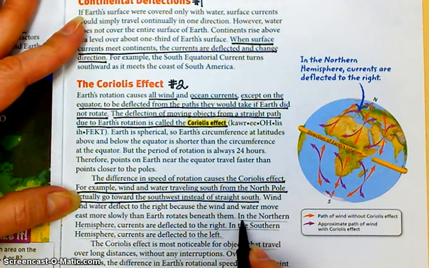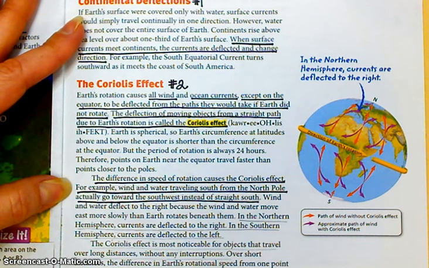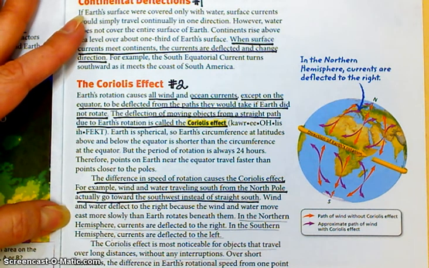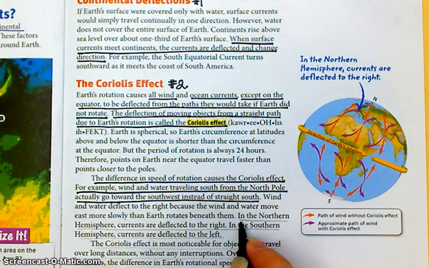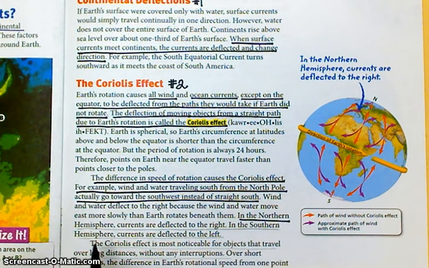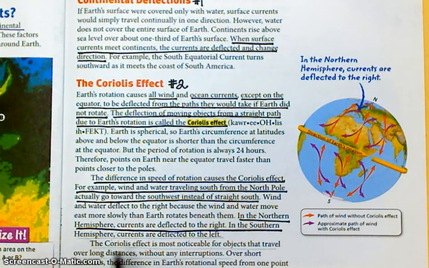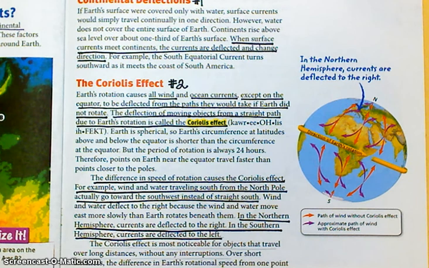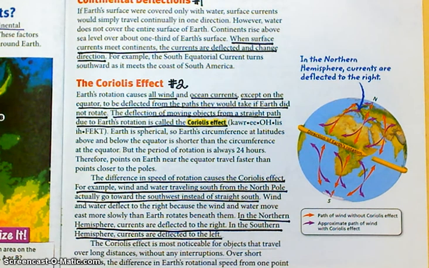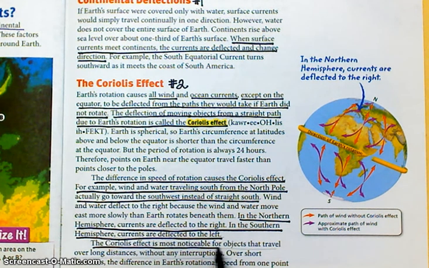Wind and water deflect to the right in the northern hemisphere because the wind and water move east more slowly than the Earth rotates beneath them. So in the northern hemisphere, currents are deflected to the right, and in the southern hemisphere, currents are deflected to the left. The Coriolis effect is going to be most noticeable for objects that are traveling over a long distance.